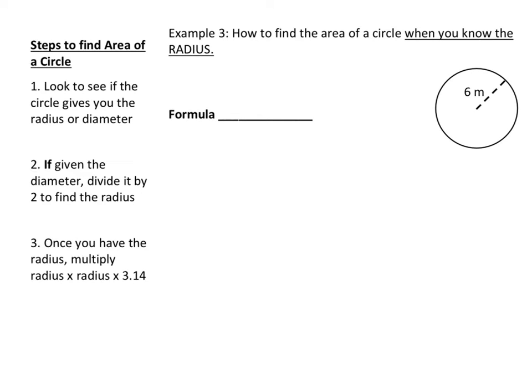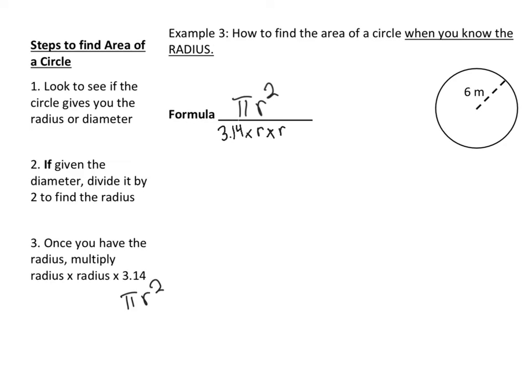Now the third one says, once you have the radius, you multiply the radius times 3.14. This is also known as pi r squared. So that is our formula we are going to use. Pi r squared. And that r squared just means radius times radius. And then pi is 3.14.